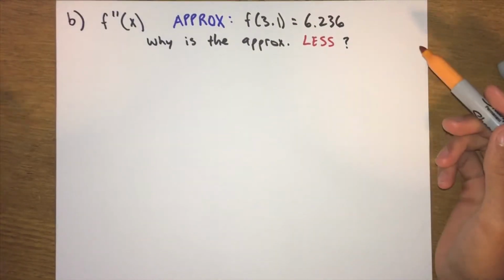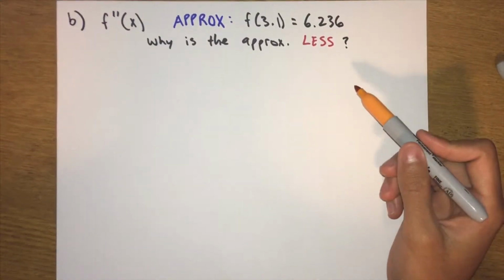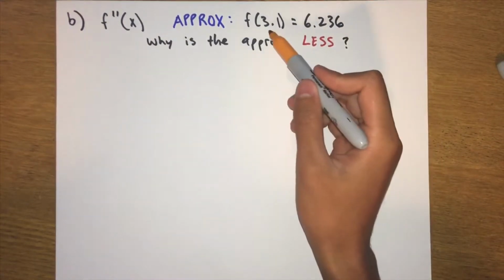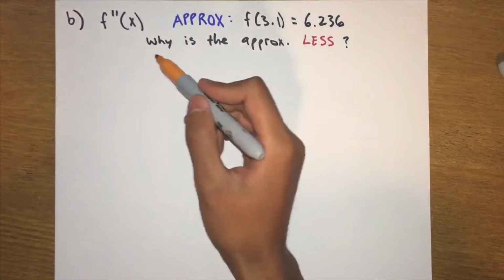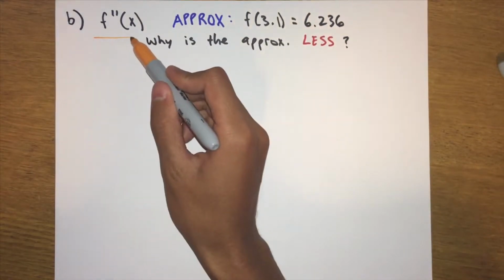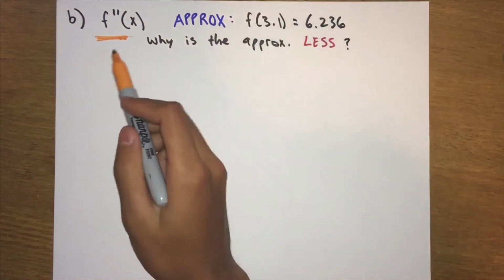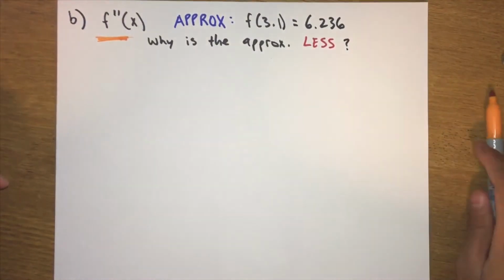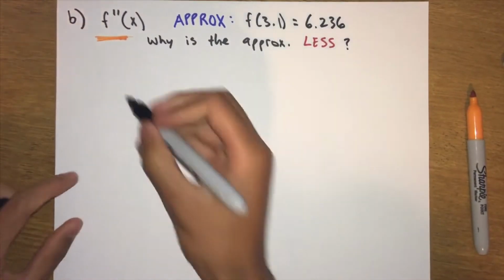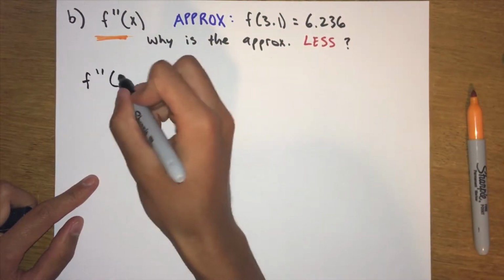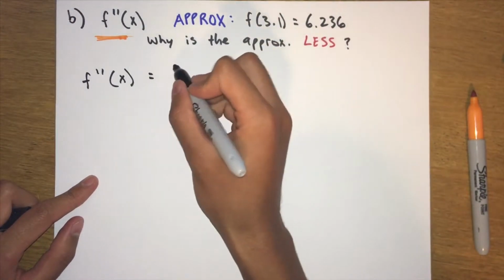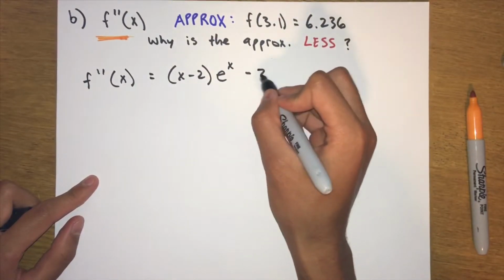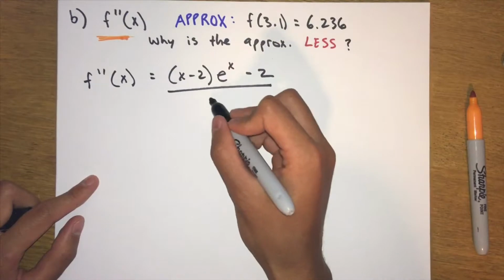For the next part of part B, we need to use the second derivative to explain why the approximation found is less than the actual value of f of 3.1. So first we have to find this part. In order to do that, we have to find the second derivative. And to do that, we just use the quotient rule, but I think everyone knows how to do that already at this point. So I'm just going to write out the second derivative, which equals x minus 2 times e to the x minus 2 over x cubed.